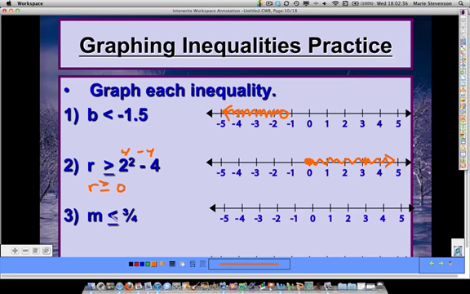Next one, m is less than or equal to 3/4. Well, 3/4 is like 0.75, so it's just a little bit less than 1. So here's 1, so I'm actually going to put it right about here, and it's a closed circle because it's equal to, and since it's less than, it points to the left, so I'm going to go to the left.